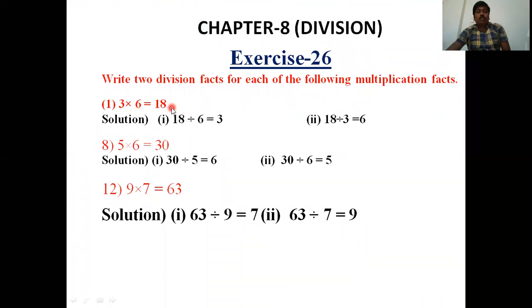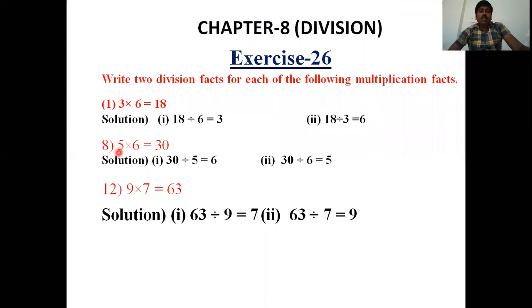3 into 6 is equal to 18. This is very simple. Firstly, we divide this product by 6, any one of the multiplied numbers. Now we get the other number. And when we divide 18 by 3, we get 6. This is the other number for the multiplication fact.